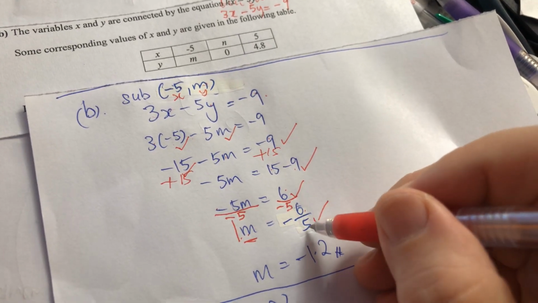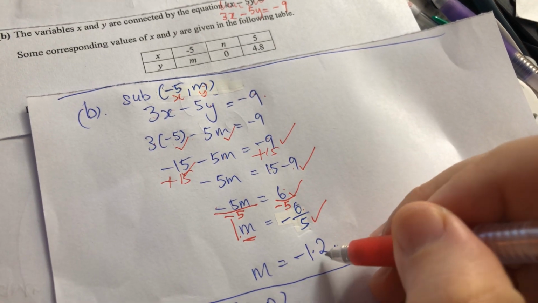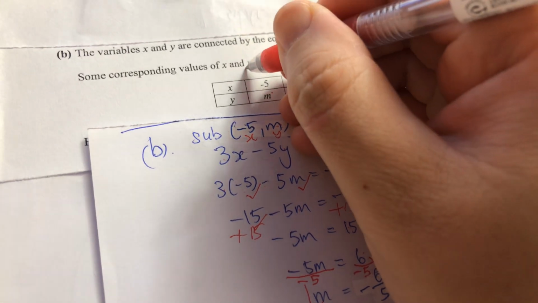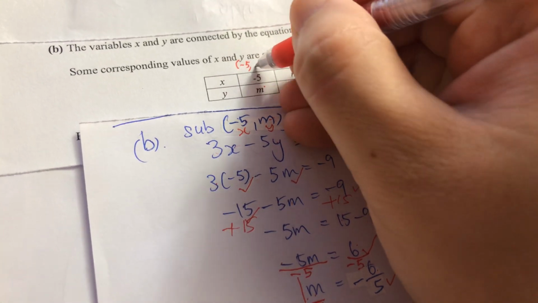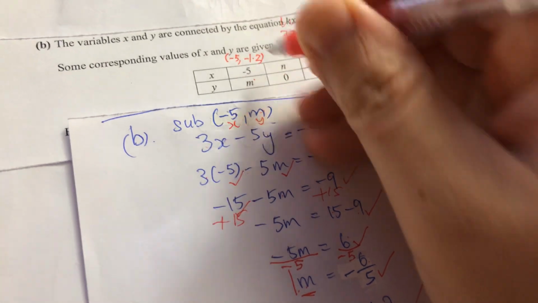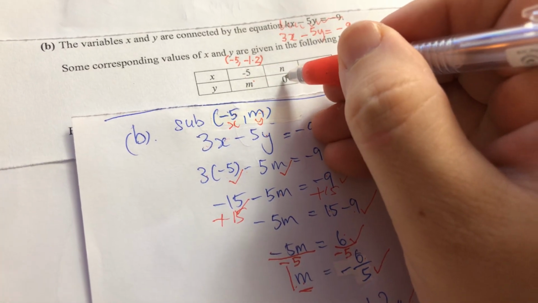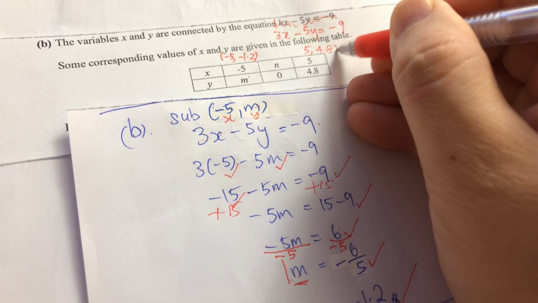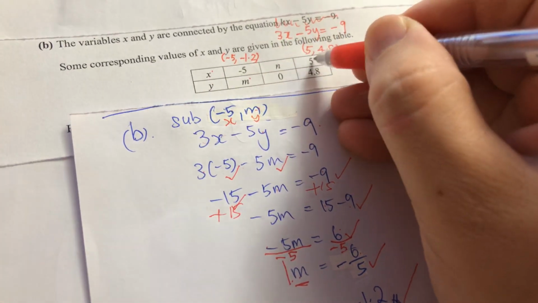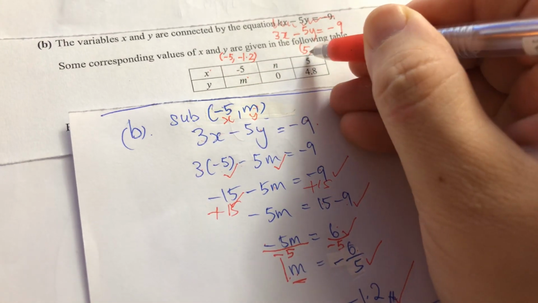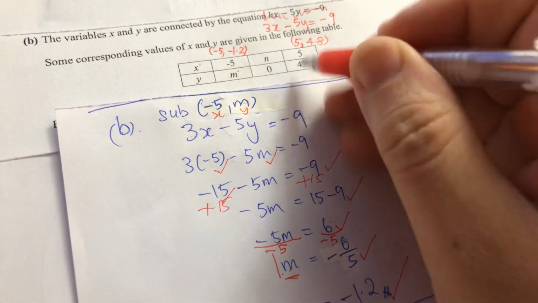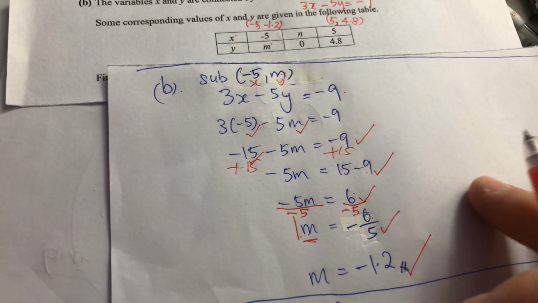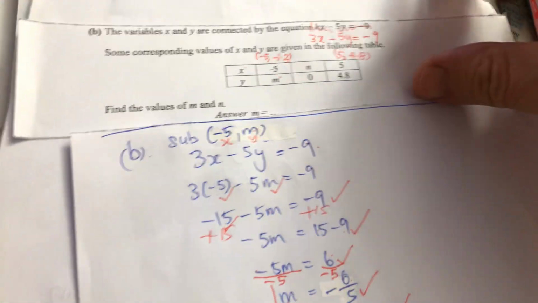Press your calculator. 6 over minus 5, you'll get minus 1.2. That means m is minus 1.2, which means this point is minus 5, minus 1.2. You can plot this point later. This point, we don't know what it is. We have to find out later. This point is 5, 4.8. The x always comes first, then the y, and separated by a comma, of course. Now, we're done with m. Let us go to n. Same thing.